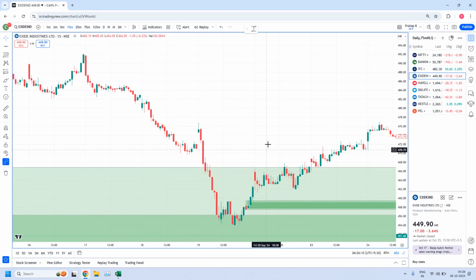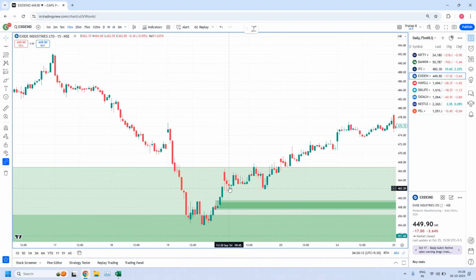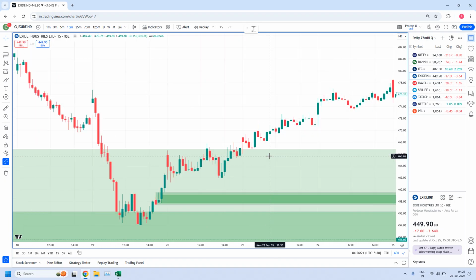Rally, base, rally. You may ask a question again. Here also there are 15-minute zones. We have leg-in, two base candles, rally, or drop, base, rally. This base is not very clear. This is also looking like an ERC candle. But at least this is the one.